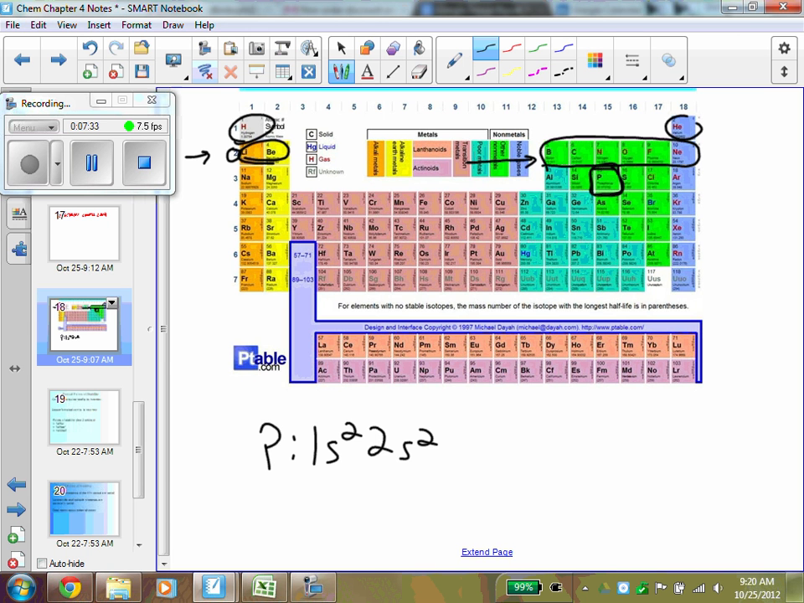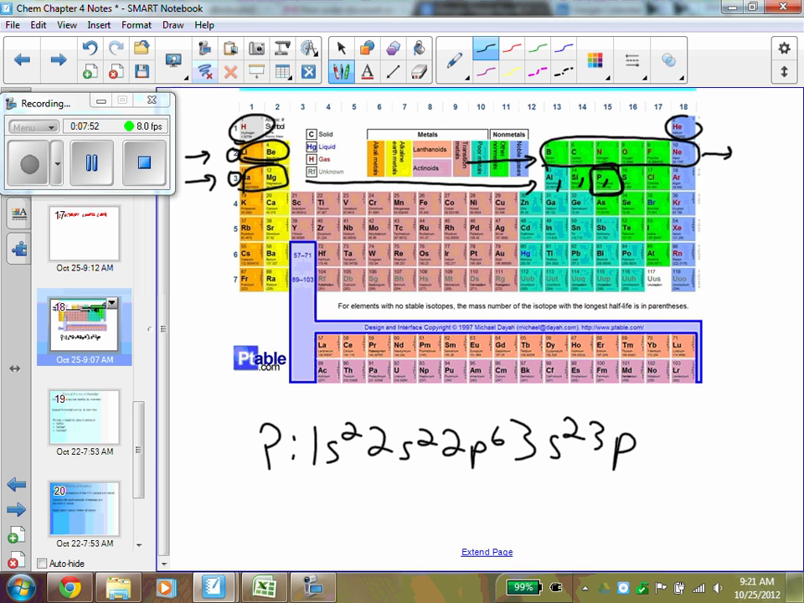Then I move over to here because I'm just reading this like pages in a book. This is 2p6 because I'm in the p block. And back over, so I keep reading. I move here to the third energy level, 3, and that's s2. And I move all the way over here now. I have 3p, 1, 2, 3. 3p3. Now, one thing that I haven't mentioned up to this point is I always have to have the correct number of electrons drawn. So phosphorus has 15 electrons. So do I have 15 here? 2 plus 2 is 4, plus 6 is 10, plus 2 is 12, plus 3 is 15. So this is good. I've drawn the correct electron configuration.